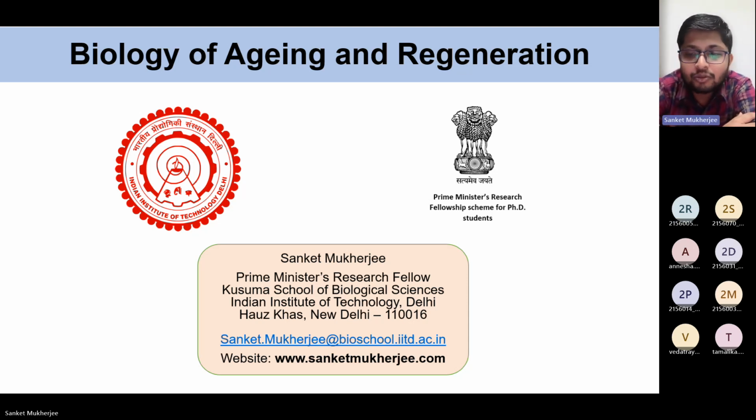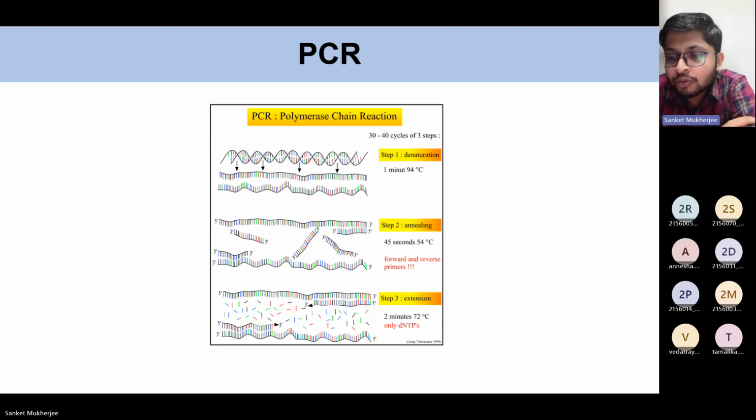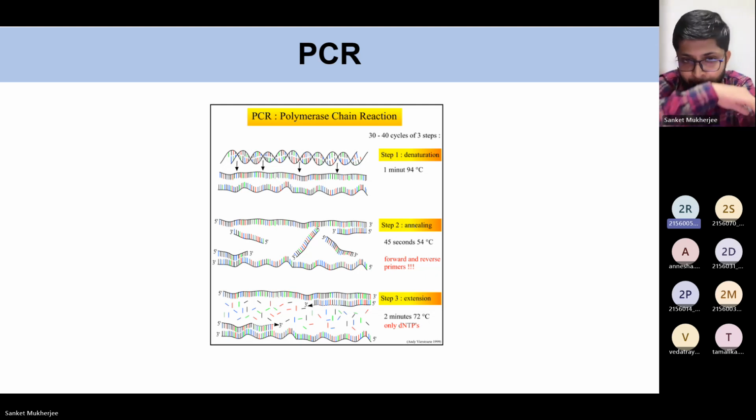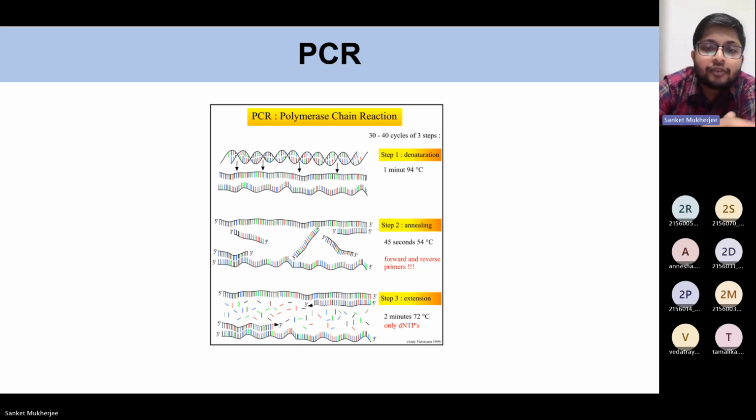Let's see. So, coming to the basics of things, let's talk about PCR. So, why is PCR done? To amplify a particular gene of interest, that is a DNA fragment of interest. That is absolutely correct. So, to amplify a gene of interest, we perform PCR, polymerase chain reaction.